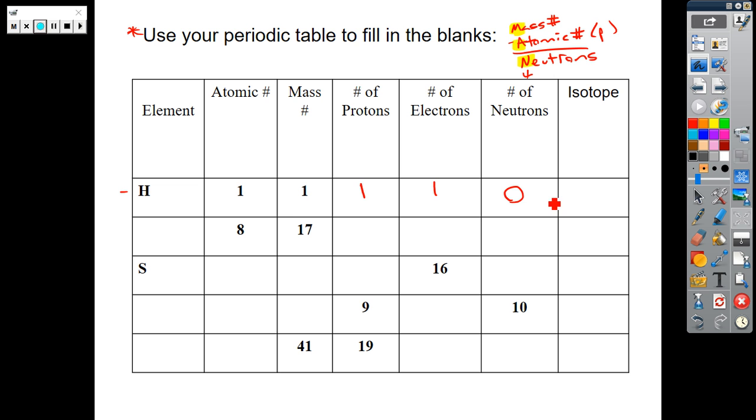Okay? For the isotope notation, remember, this is where you've got the symbol and a number on the top and the number on the bottom, and that top number is the mass number, and the bottom number is the atomic number.